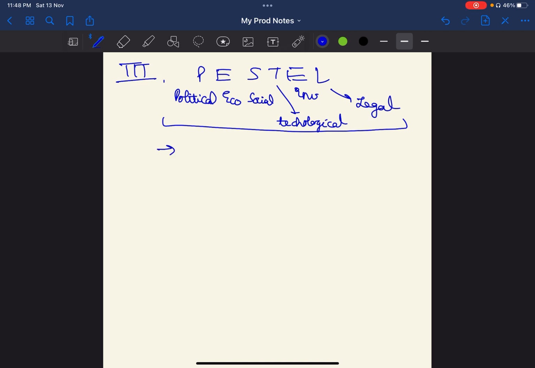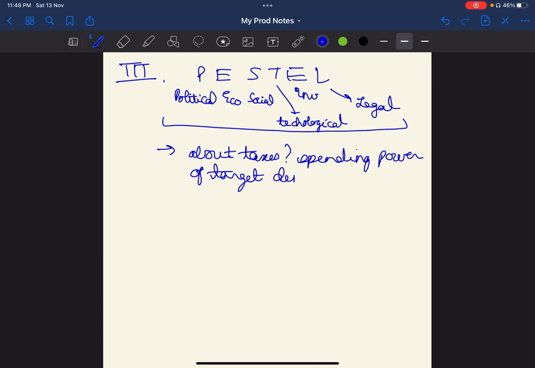Probably you can also ask at this point about taxes, whether taxes have increased. This is just an example, so that the disposable income of your consumers may have decreased, and the spending power of your target demography. This is something you can confirm, whether there has been some change specific to that. Is it region specific? For example, if you're working pan India, maybe some issue has come in the north region but not in the south region, etc.